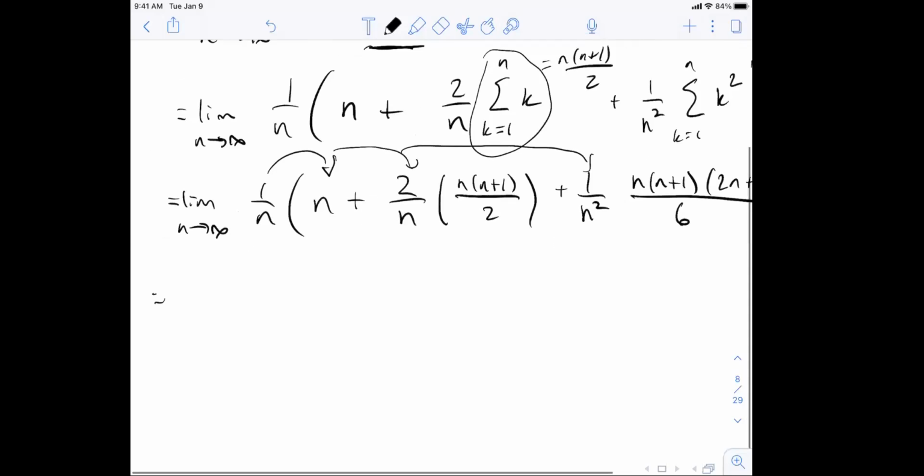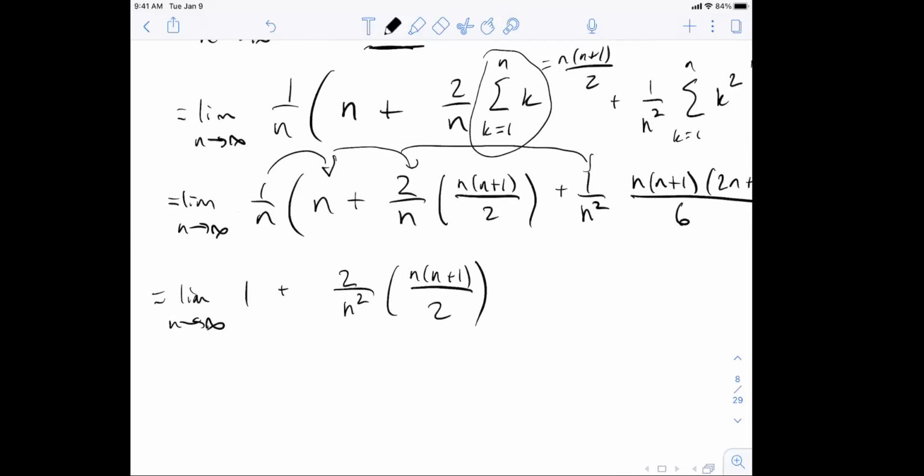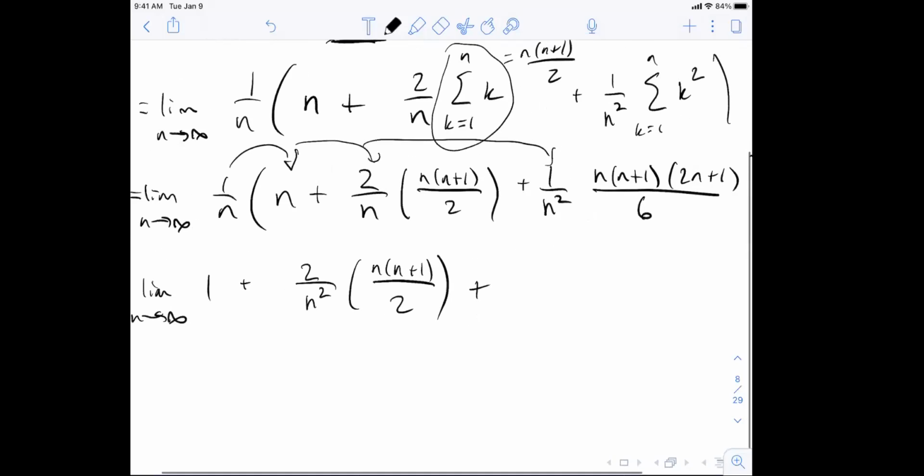Okay, so when I do that, I'm going to get the limit as n goes to infinity of 1 over n times n. Well, that's 1. And then 2 over n times 1 over n, that's going to give me plus 2 over n squared times n plus 1 divided by 2. Plus, and then 1 over n cubed times n plus 1 times 2n plus 1 divided by 6.